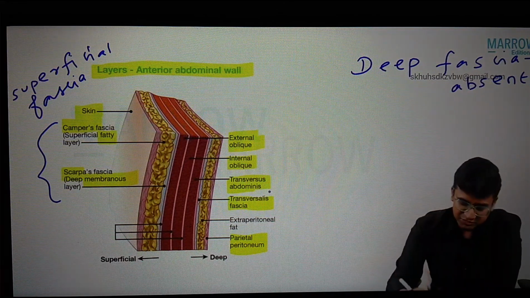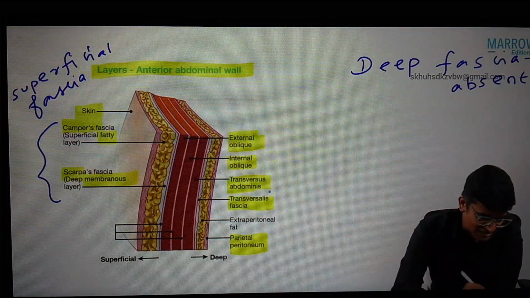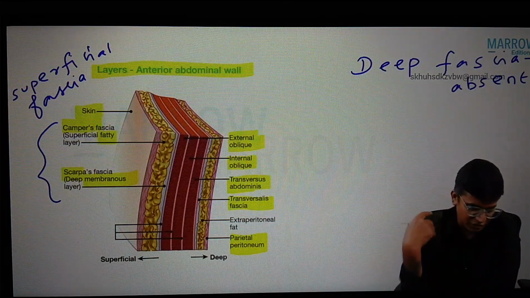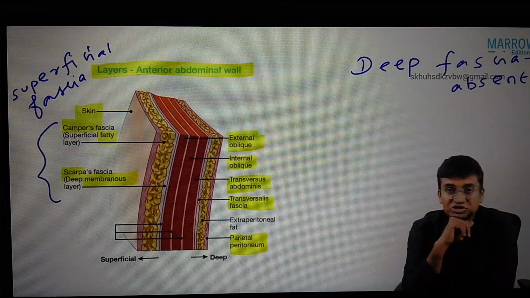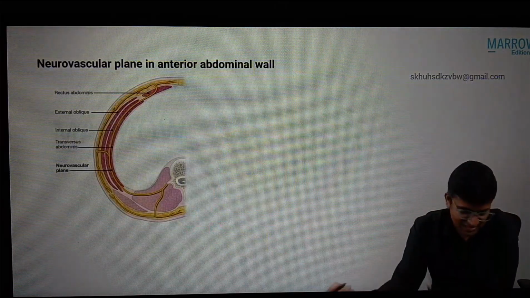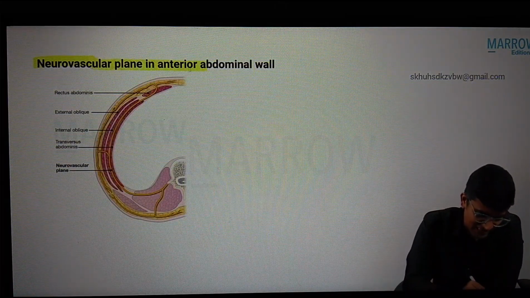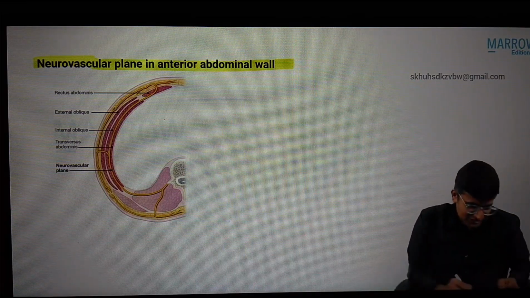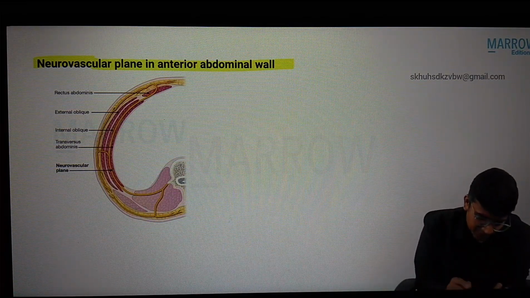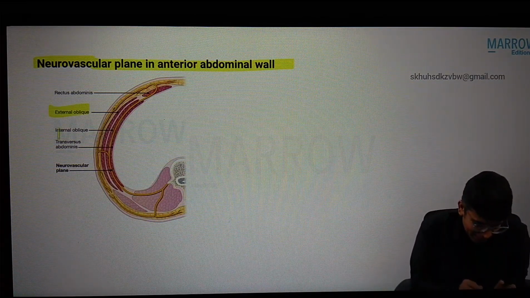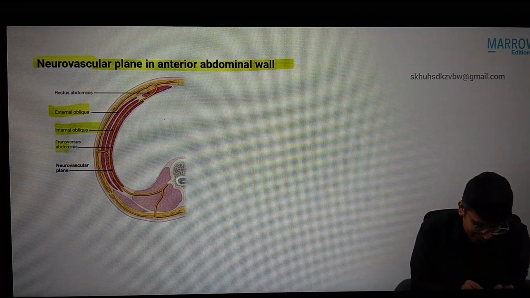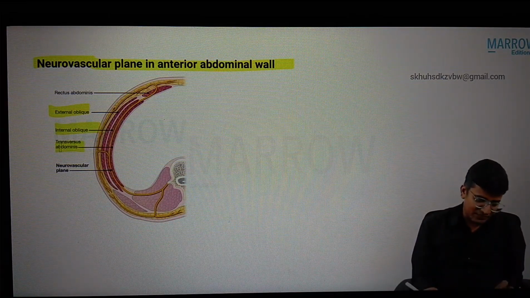So, the neurovascular plane is present between which two muscles? Now, see the diagram, the cut section diagram. This is our external oblique muscle. Then deep to that, internal oblique muscle, and then transverse abdominis muscle.